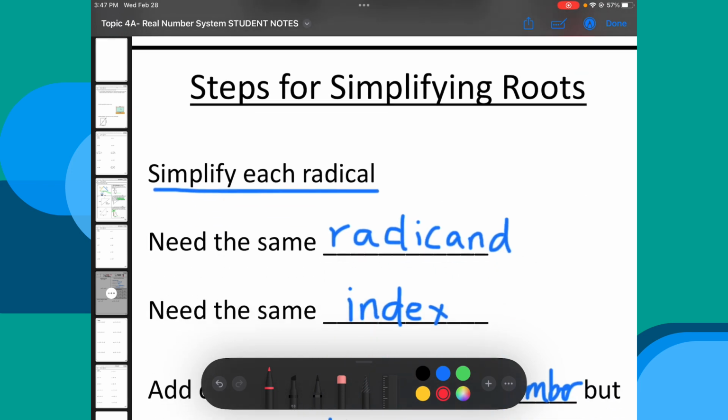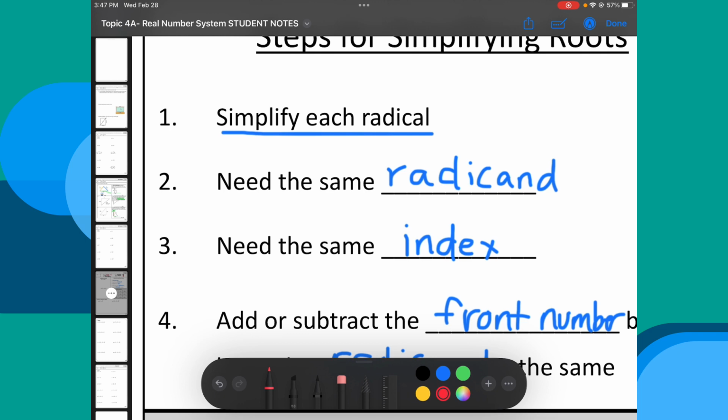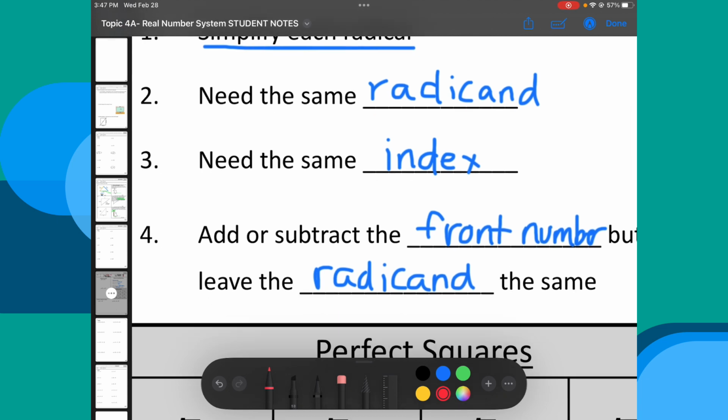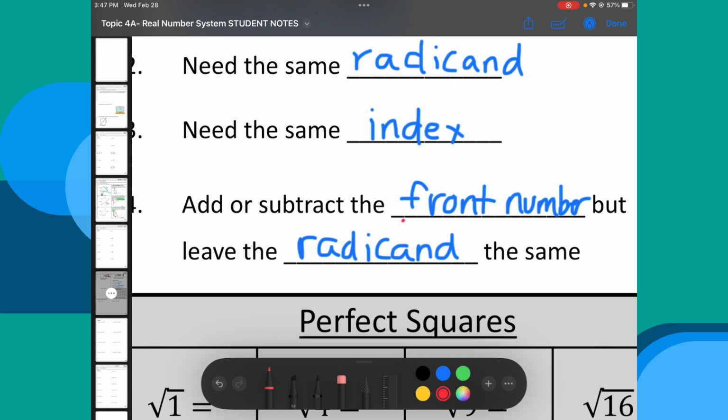The steps for simplifying by adding or subtracting. The first thing that you're going to do is you're going to simplify each radical. So look at that square root, see if you can break it down. After you've simplified, you need the same radicand and the same index. Once you have the same radicand and same index, then you add or subtract the front number, but you leave the radicand the same. Let's look at some examples.